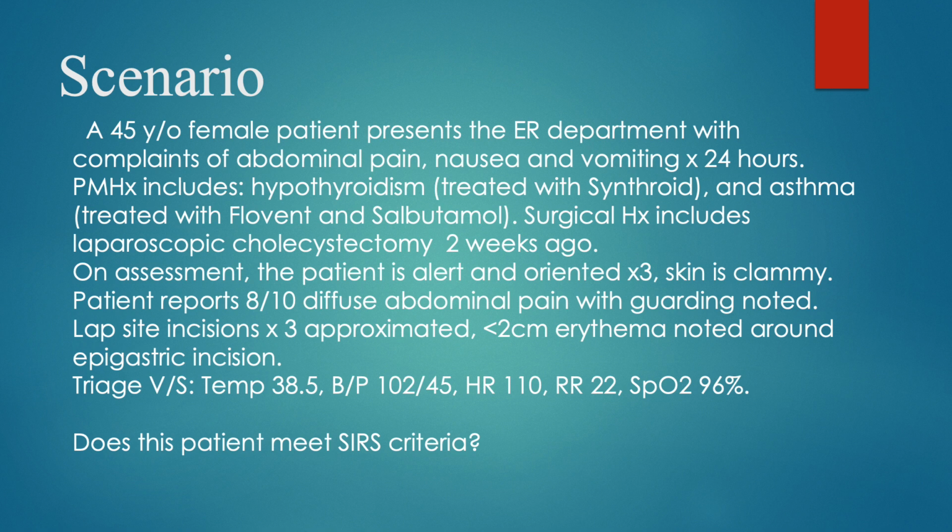On assessment, the patient is alert and oriented ×3, skin is clammy. The patient reports 8 out of 10 diffuse abdominal pain with guarding noted. Lap site incisions ×3 are approximated with less than 2 centimeters of erythema noted around the epigastric incision. Triage vital signs include a temperature of 38.5, blood pressure of 102/45, heart rate 110, respiratory rate 22, and SpO2 96% on room air. Does this patient meet our SIRS criteria? The answer is yes.